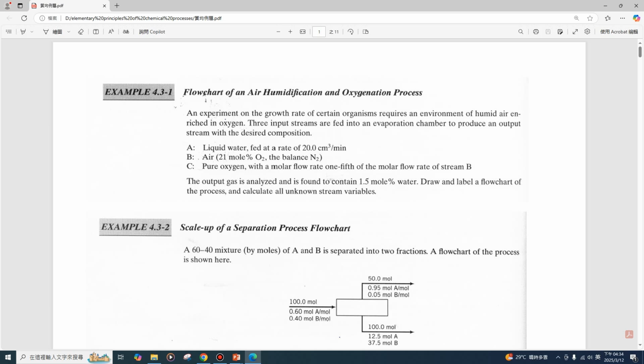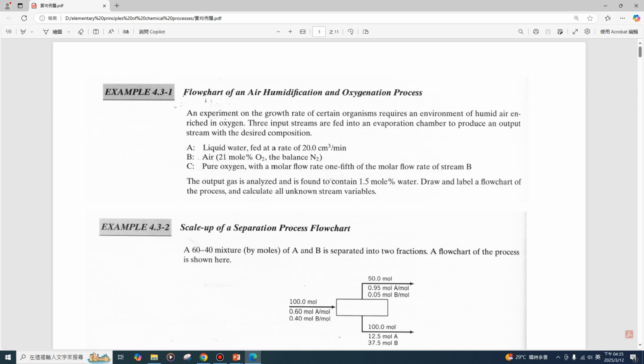Experiment on growth rate of certain organisms requires an environment of humid air enriched in oxygen. The three input streams are fed into an evaporator. So this is the evaporator, right? There are three input streams into the evaporator chamber to produce an output stream with a desired composition. So you have three inputs, one output.